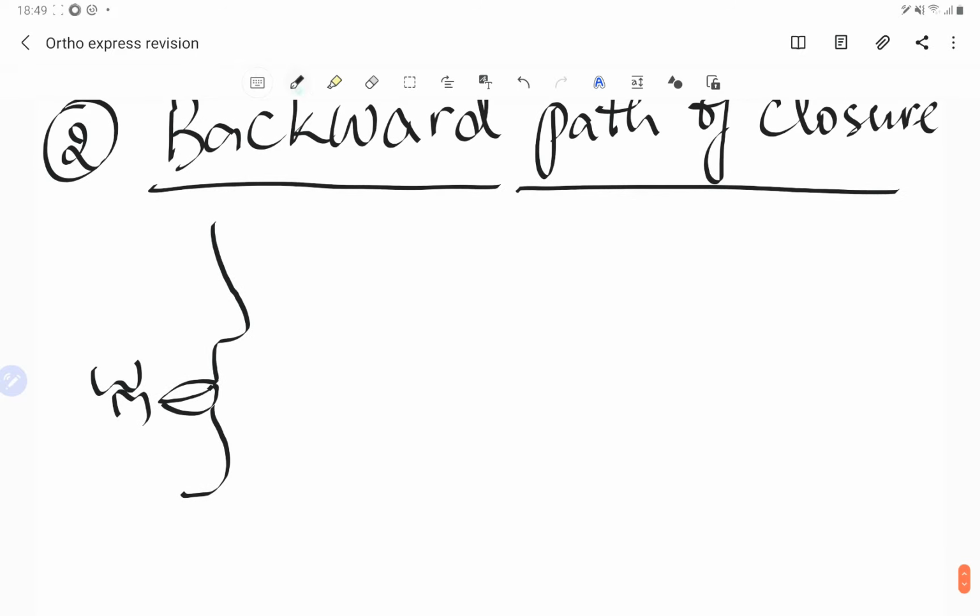Now what happens in the backward path of closure, a person is guiding the mandible posteriorly or backwardly, as the name suggests, backward. That means he is taking the mandible backward now here. So this is the backward path of closure. So the backward path of closure is what we see in case of class 2 division 2. Now if you remember class 2 division 2, what do I tell you for class 2 division 2?